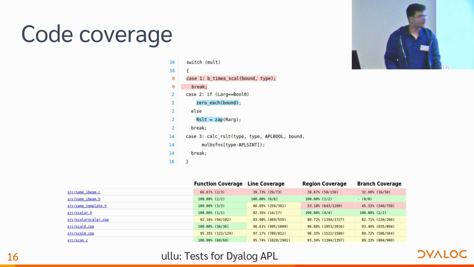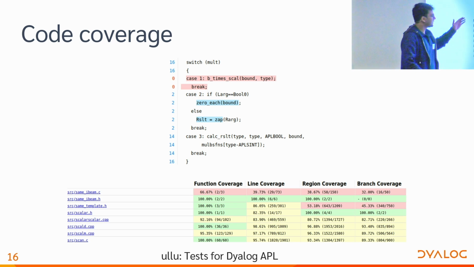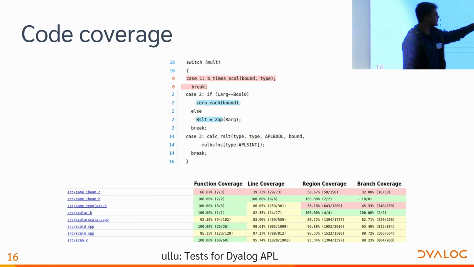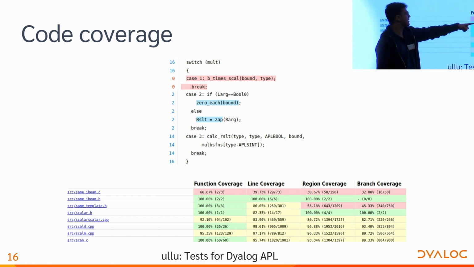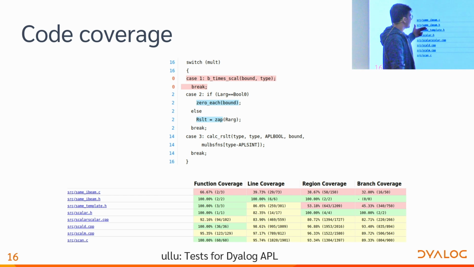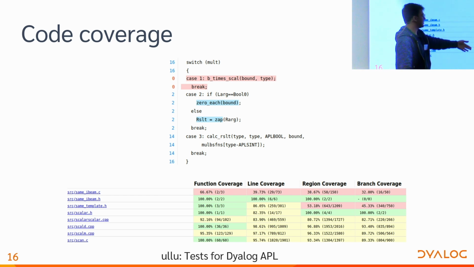This is what the code coverage looks like. So I get a report with the file name, and it points to function coverage, line coverage, region coverage, and branch coverage. So some of the files you can see have 100% coverage, close to 100, close to 100.